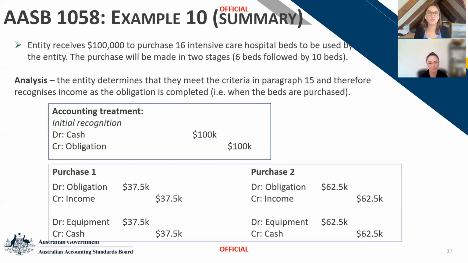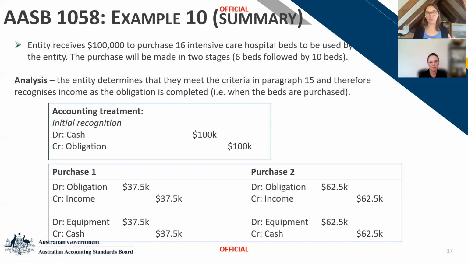So the alternative within the standard, did you want a question now, Nicole, or do you want me to do example 10? Maybe do example 10 first. I'll come to it. Cool. So the second example is where instead of constructing an asset, I'm acquiring an asset. So this example in the standard is where my entity has received some funding to purchase intensive care hospital beds.